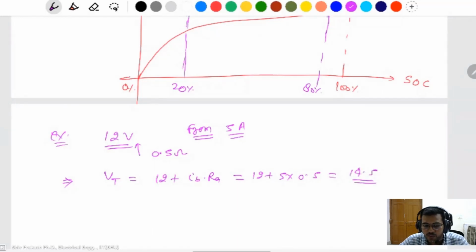In that case, if you disconnect the battery from the charger, it will show only 12 volt, because the current is 0. If the current is 0, then the drop is 0, and the battery voltage is 12 volt only. But it shows a terminal voltage of 14.5 volt because of the internal resistance and higher current rating. That's why, as you may have heard, battery charging uses a constant voltage and constant current charger.